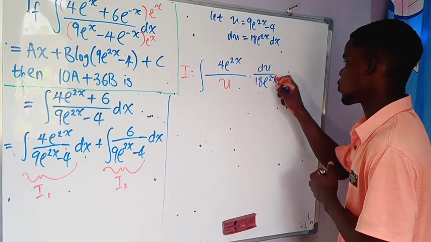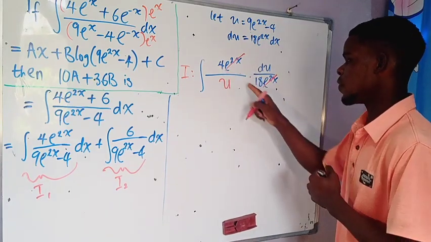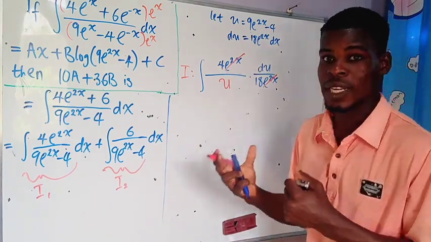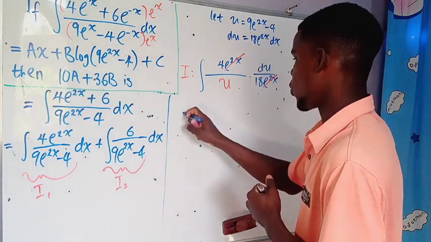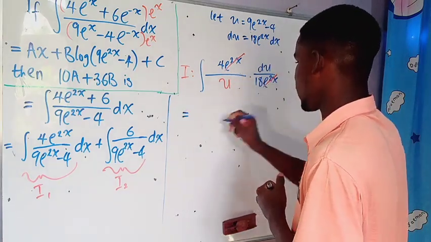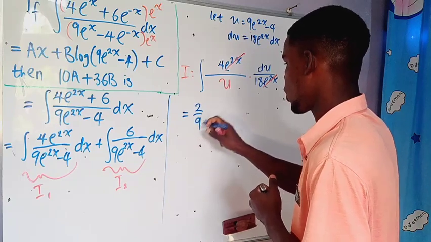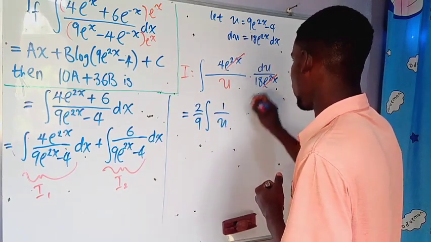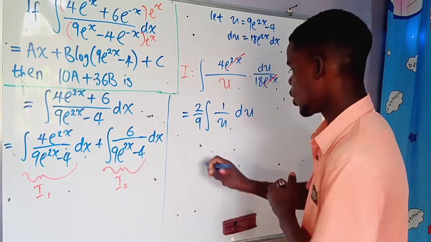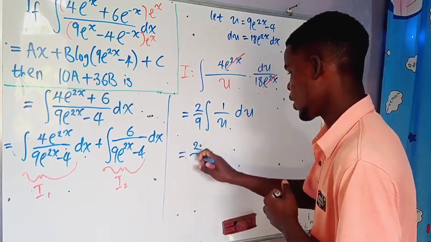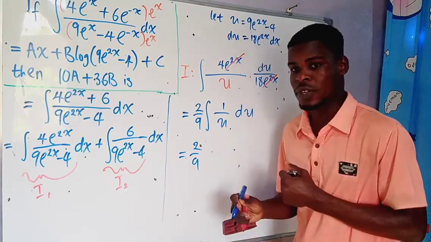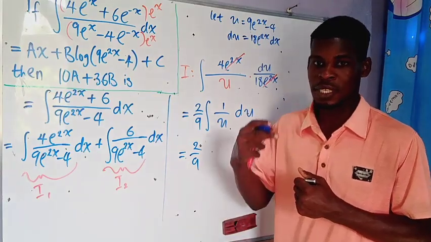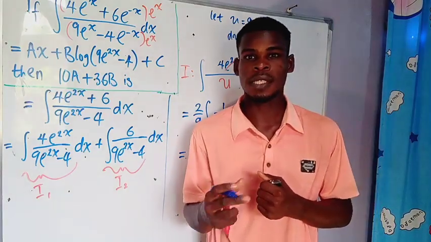As you can see, some terms will cancel out nicely. 4 divided by 18 will just be 2 over 9, right? So this integral will become 2 over 9 out front, then the integral of 1 over u, with respect to the u variable. So this is going to be 2 over 9 times, when we integrate 1 over u, we just get the natural logarithm of u, or ln u.